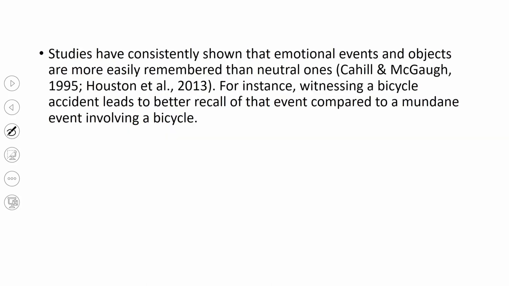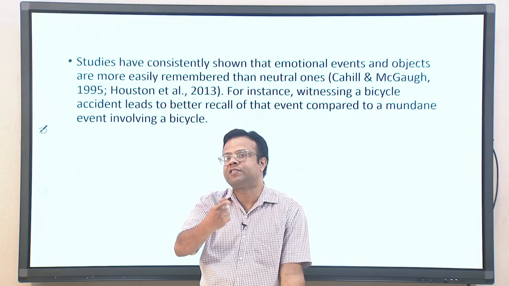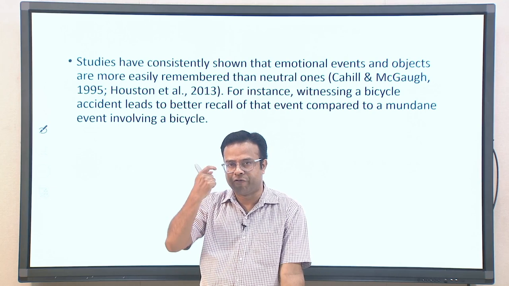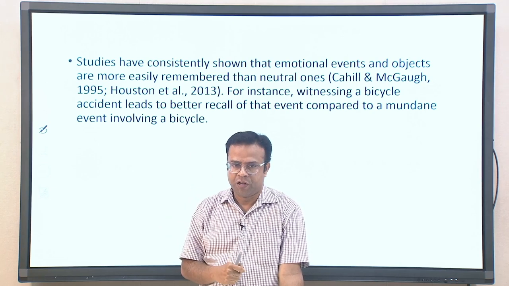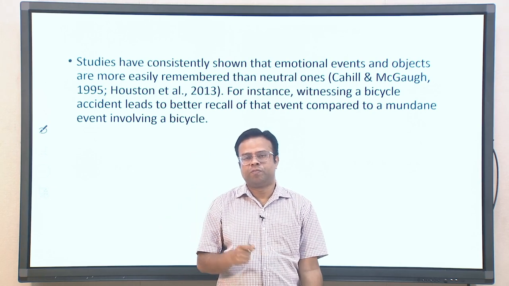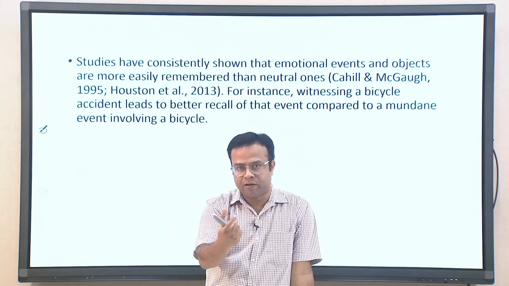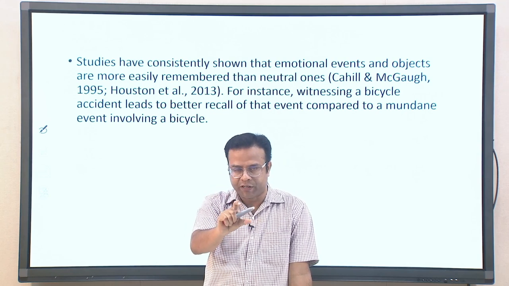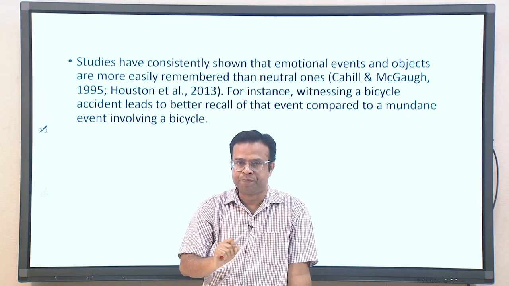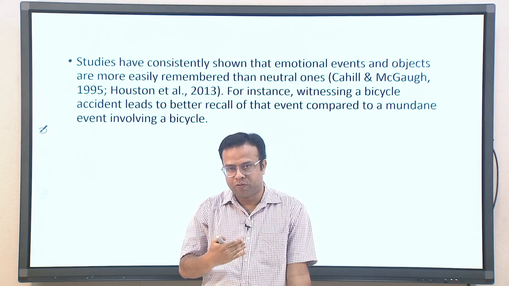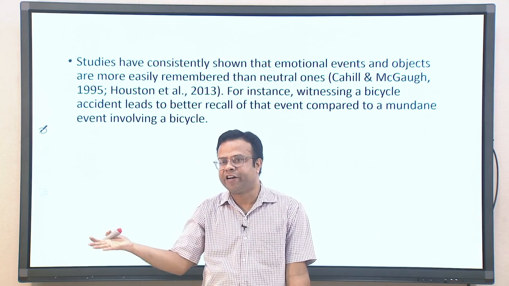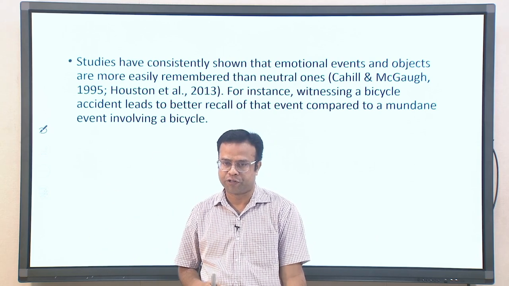Now, studies have consistently shown that emotional events and objects are more easily remembered than neutral ones. That is what we have seen, because it is more strongly and intensely encoded in the system when we process something under emotions. As compared to neutral objects, any object that has some emotional aspect is remembered much better as compared to something very neutral where there is no emotional content to it.